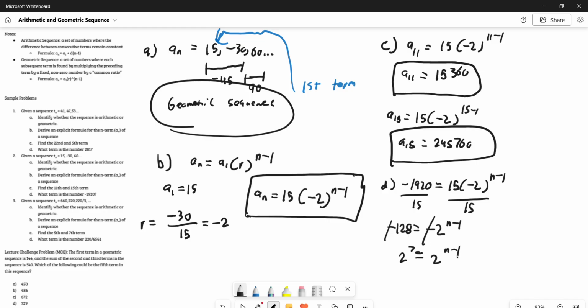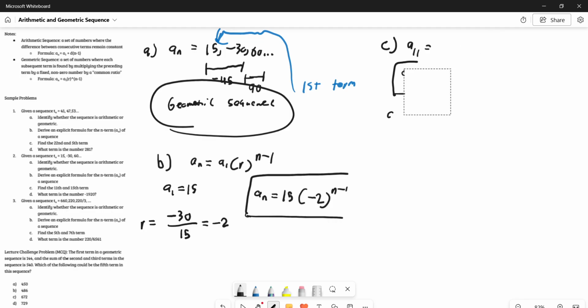So we just basically set n minus 1 equal to 7, right? So n is equal to 8. If you guys don't know exponent rules yet, we'll go over that in the future. But for now, you're just going to have to follow through the video. Okay.